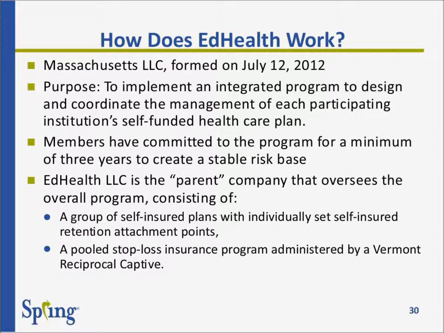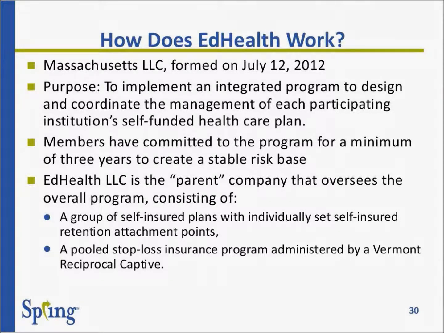EdHealth was formed as an LLC on July 12th of 2012, and the purpose of it was to design and coordinate self-funded health insurance for institutions of higher education in New England. We did start in Massachusetts. However, we are working with several institutions that are outside of Massachusetts, yet still within New England.